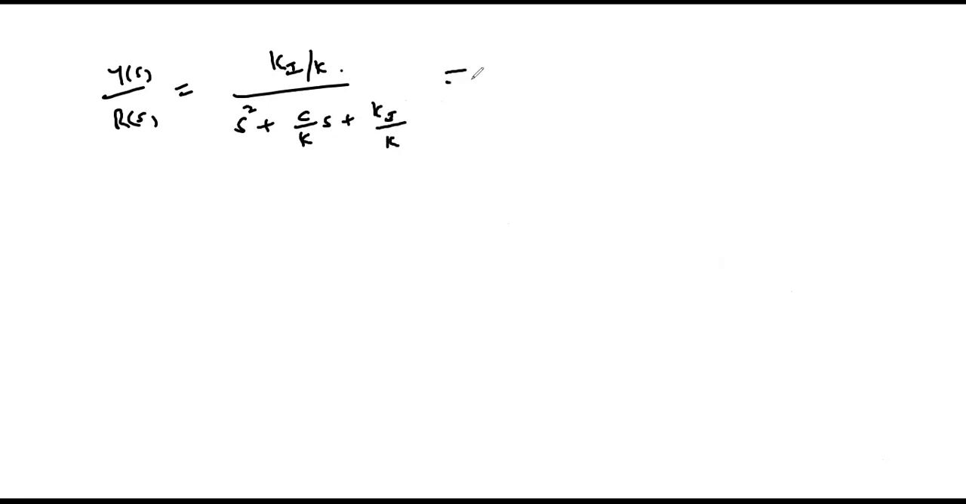Now, it's also good to note that the closed loop transfer function of the system, obtained as Y of s over R of s, is defined by Ki over K over s squared plus C over K s plus Ki over K, and can be compared to the closed loop transfer function of a second order system defined by omega n squared over s squared plus 2 zeta omega n s plus omega n squared.